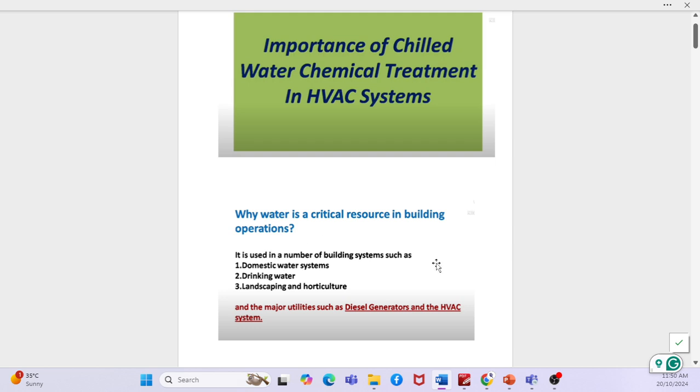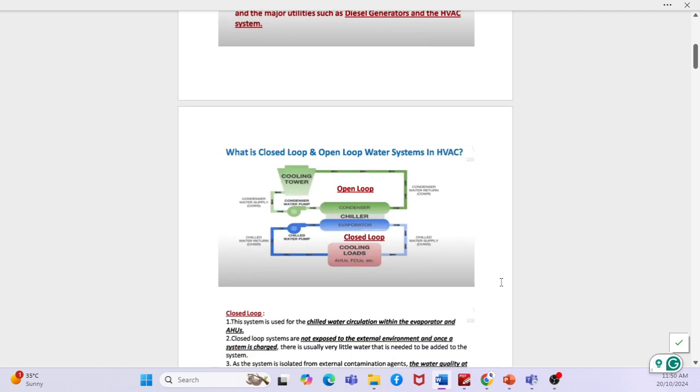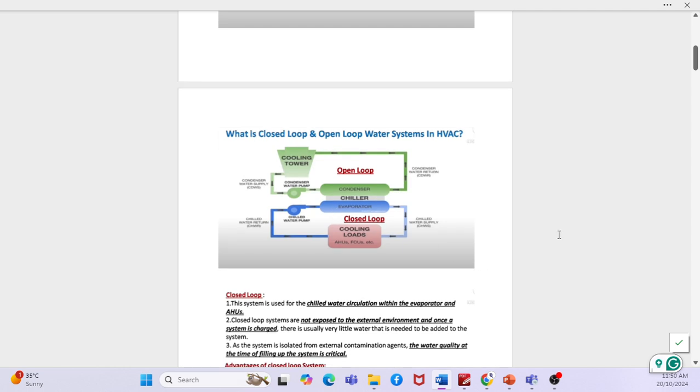So normally we use water for domestic water application, drinking water application, then for landscaping and horticulture, and the major utilities such as diesel generators and HVAC systems, right? So that is why we use the water. Water is very important in all these applications, right? Normally we have two systems: one is an open system and the other one is a closed system.